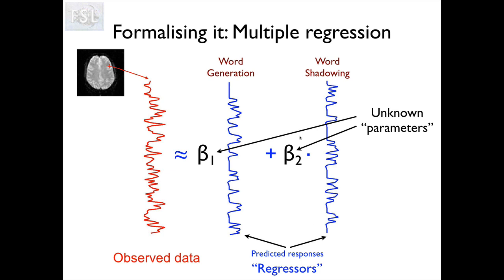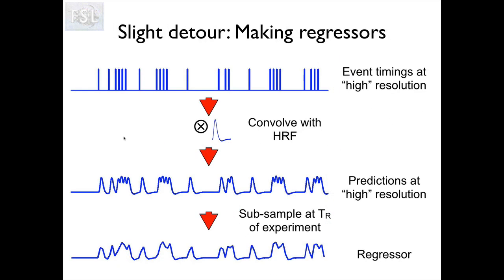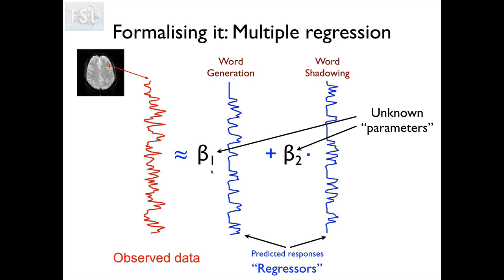And then we have two unknown parameters. This parameter here tells us how interested this particular voxel in the brain is in word generation, and this parameter here tells us how interested this particular voxel is in word shadowing. What we're trying to do now is find these unknown parameters so that this linear combination, i.e. beta 1 times this regressor plus beta 2 times this regressor, fits the observed data as well as possible.